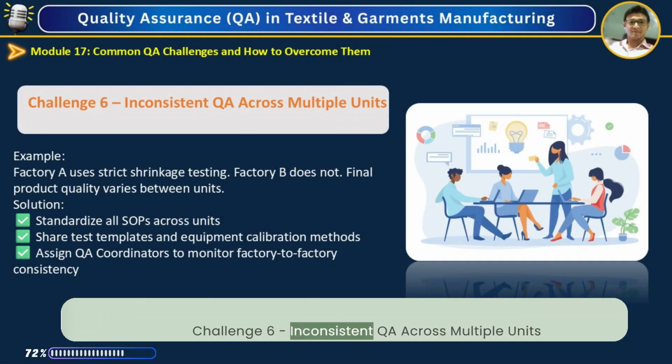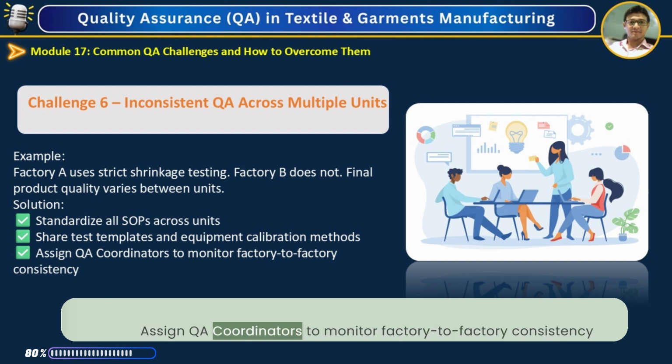Challenge 6, Inconsistent QA across multiple units. Example: Factory A uses strict shrinkage testing. Factory B does not. Final product quality varies between units. Solution: standardize all SOPs across units. Share test templates and equipment calibration methods. Assign QA coordinators to monitor factory-to-factory consistency.